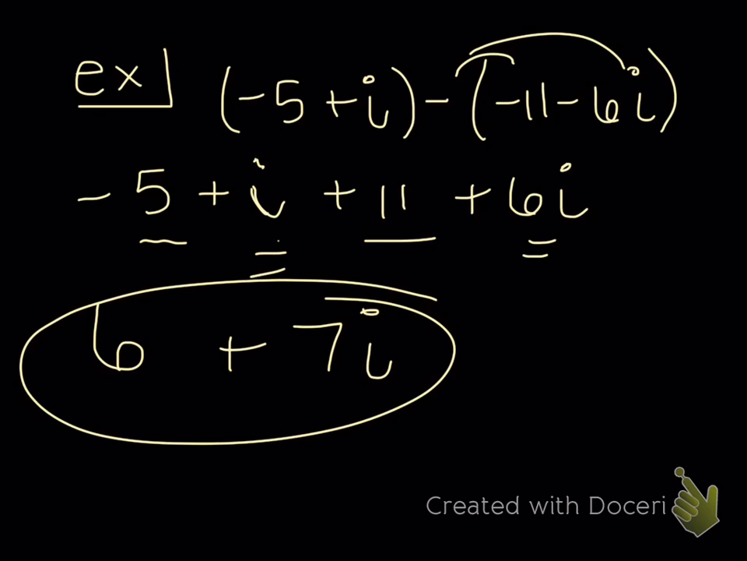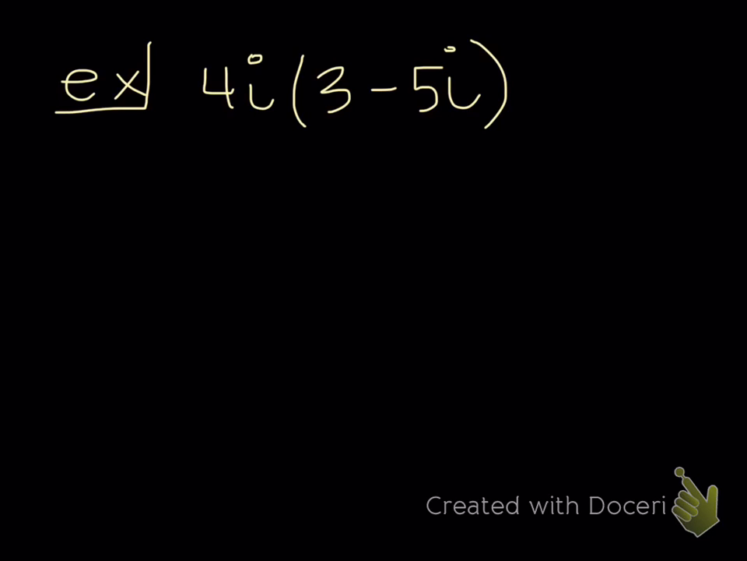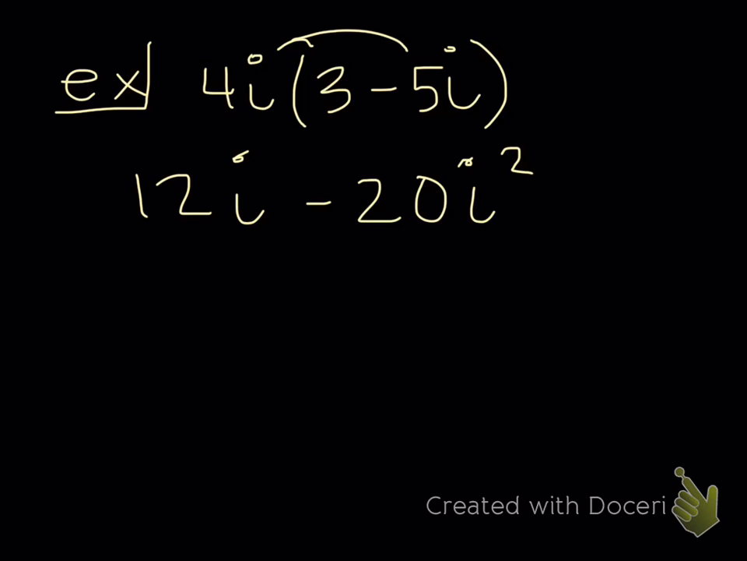So next we're going to talk about multiplication. So here we have 4i of 3 minus 5i. So for this we need to distribute, so I'll get 12i minus 20i squared. And again, we talked about at the beginning of the video that i squared is equal to -1. So I have minus 20 times the -1, so this will change that to become positive 20.